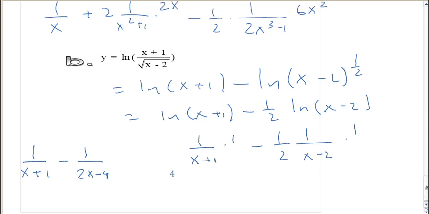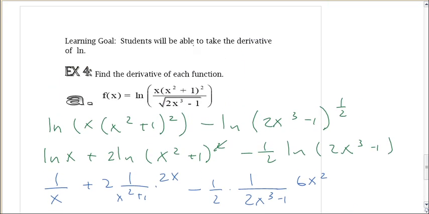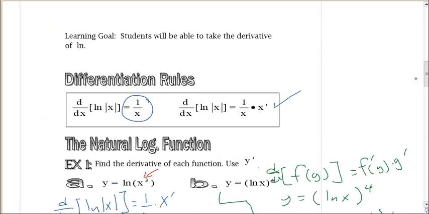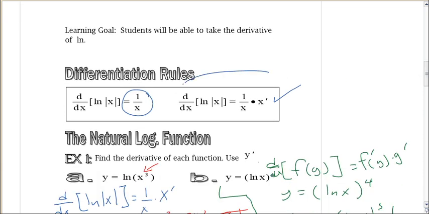So let's go back up. Let's see if we hit our learning goal. Students will be able to take the derivative of ln. I think you're well on your way. Remember that this rule right here is very, very useful. Saves you lots of time without doing chain rule.